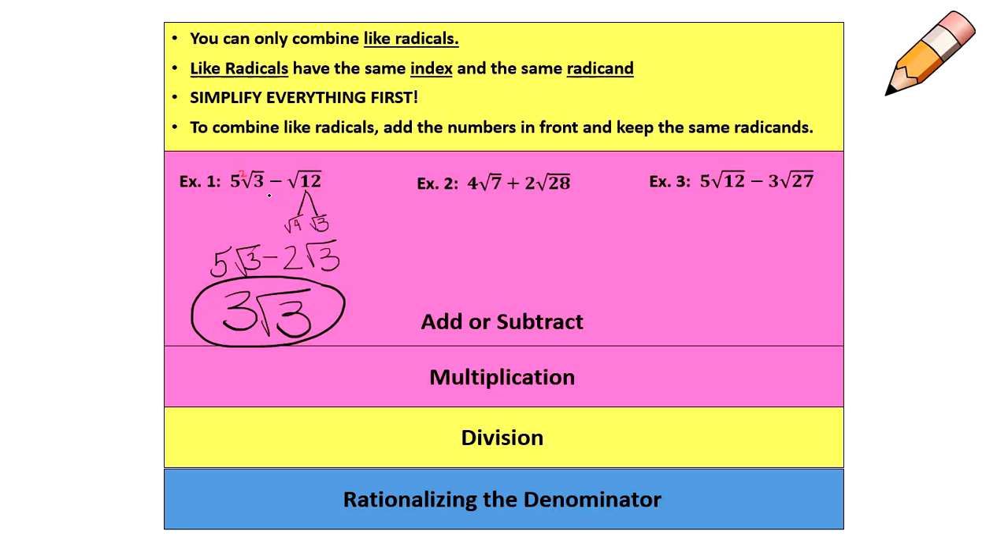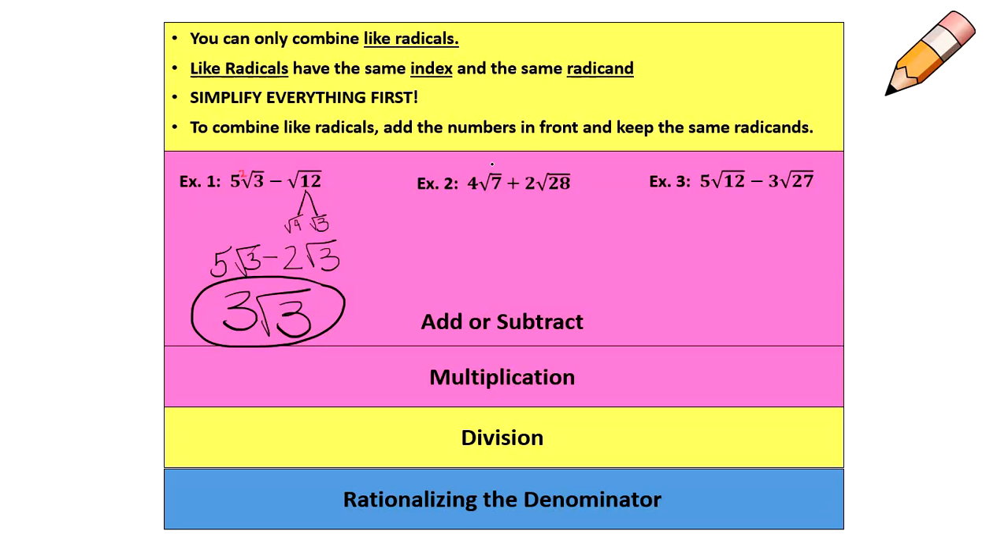Not too bad, right? You just need to simplify the square roots, both of them or one of them, depending on what you need to do, and then you can subtract the numbers in the front. The radicands, or what's under the radical, do not change at all. Because basically what you're doing is, I have 5 square roots of 3 and I'm going to subtract 2 square roots of 3. So I have 3 square roots of 3 left.